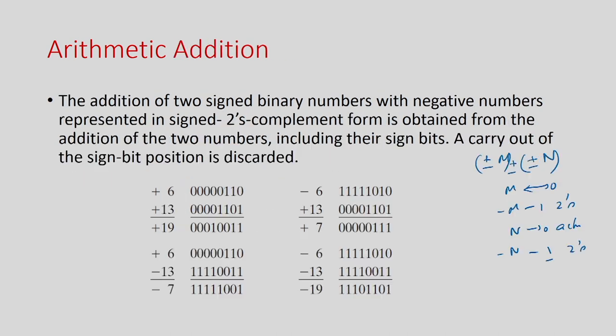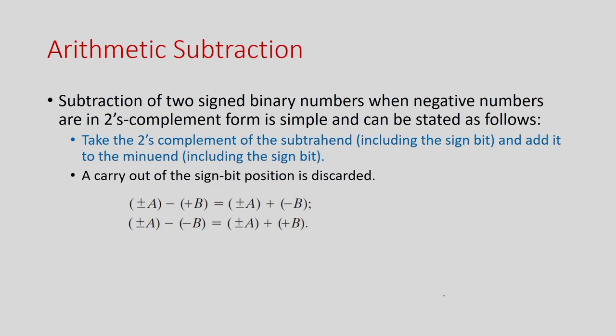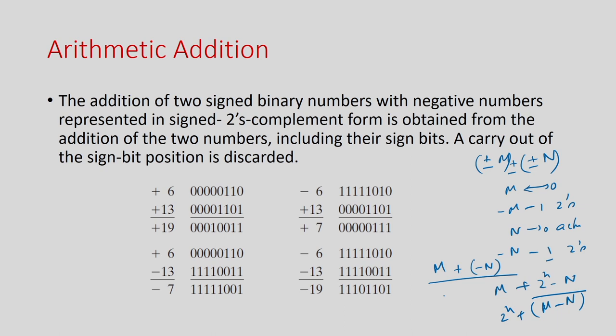So what is going to happen? Suppose it does not matter what your m is. You have m, which is already in 2's complement form, and you want to do an addition with minus n, because minus n is already 2 to the power n minus n. If you do m plus that, it will become m minus n and the carry will be discarded. Now suppose you want to do a subtraction. So instead of this, suppose you want to do m minus minus n.